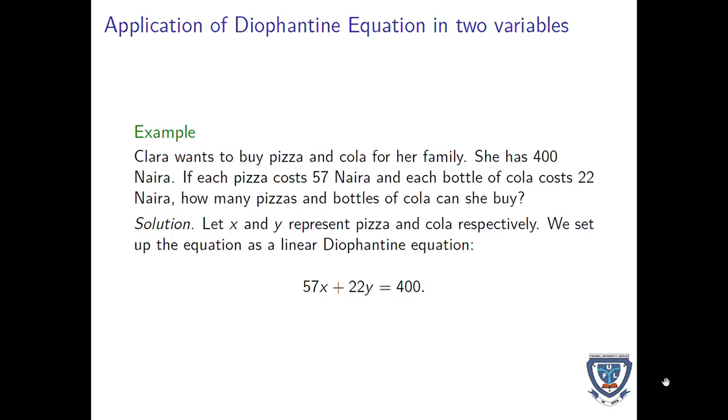Let's look at some applications of the Diophantine equation in two variables. An example: Clara wants to buy pizza and cola for her family. She has 400 naira. If each pizza costs 57 naira and each bottle of cola costs 22 naira, how many pizzas and bottles of cola can she buy? Solution: let x and y represent pizza and cola respectively. We set up the equation as a linear Diophantine equation, and it turns out to be 57x plus 22y equal to 400.